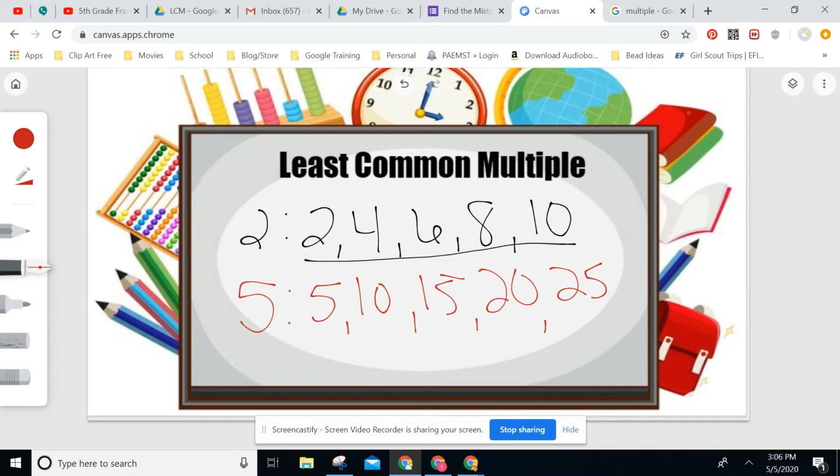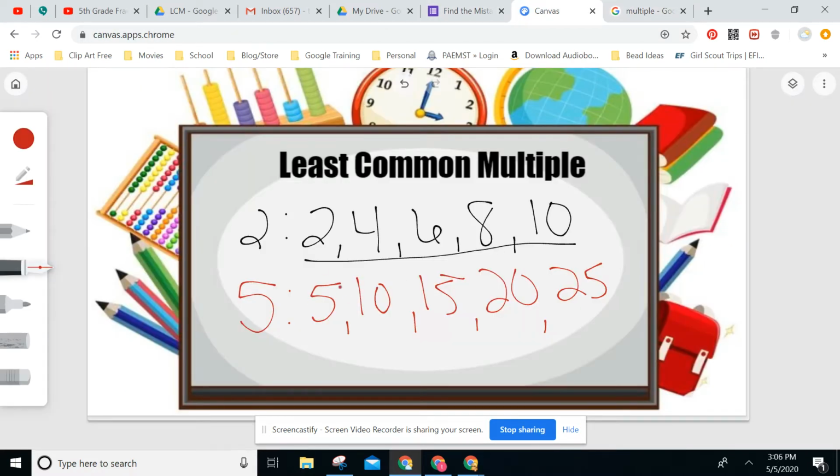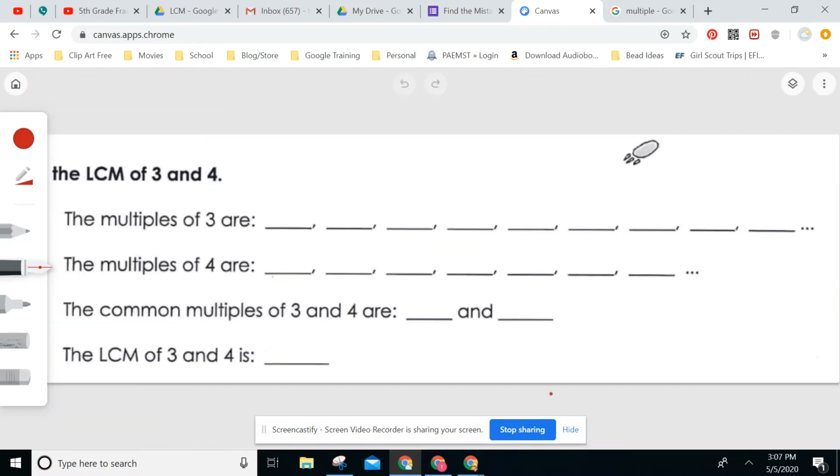So multiples, like the Google definition said, are numbers that can be divided by another number without a remainder. When we skip count by 5, 5 can be divided by 5 without a remainder. 10 can be divided by 5, 2 times. 15 can be divided by 5, 3 times. 20 can be divided by 5, 4 times. So multiples are basically your skip counting to get numbers that can be divided without a remainder. In order to find the least common multiple, it helps if we know how to find multiples in general.